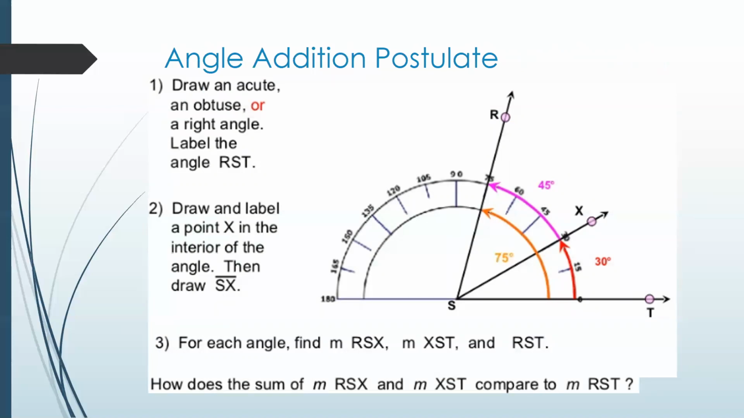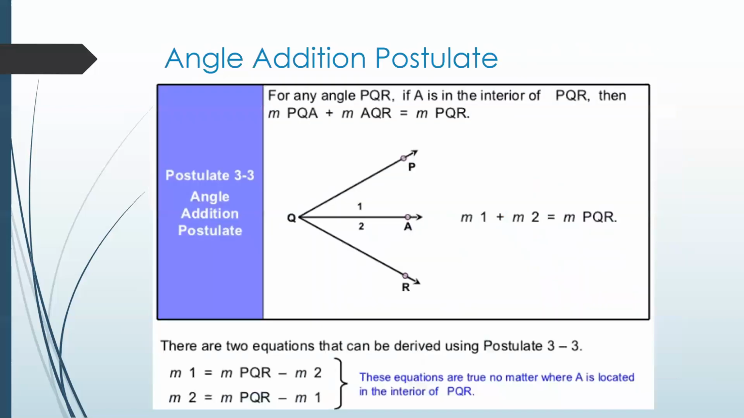What did we measure the big angle to be? 75. So if you take an angle and you cut it any way, shape, or form, we all cut ours differently, and you add the two smaller angles together, you get the larger angle. That's really what I was going for.